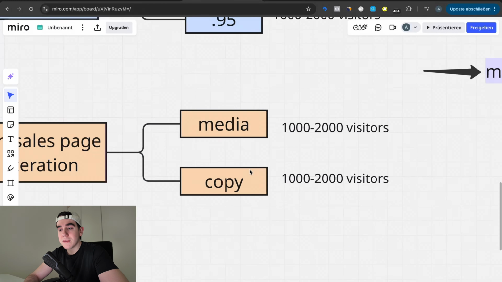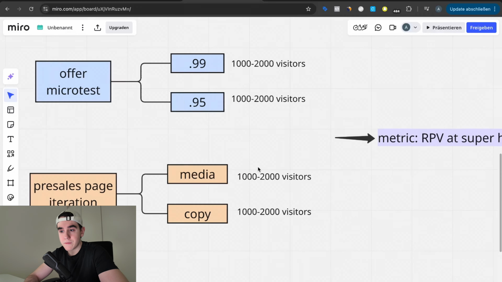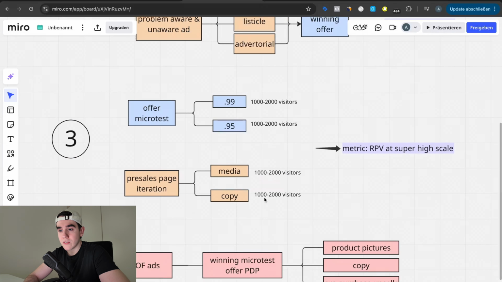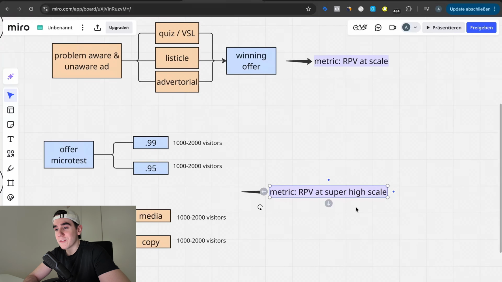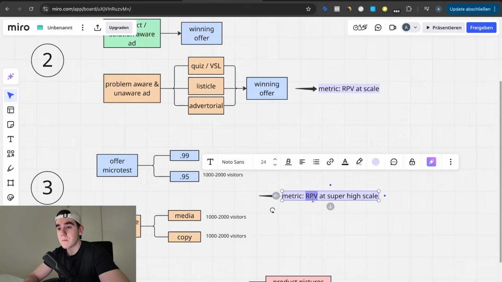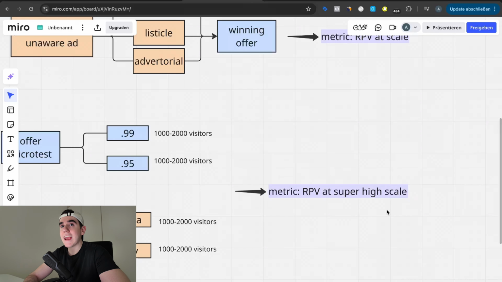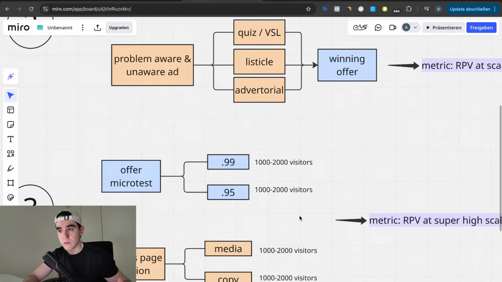Once again, this is a very specific low leverage test. However, if you're at a high scale, then this makes a big difference. If you're at 1K days right now, or if you're just trying to get something to scale, this is not interesting for you, right? So the metric, once again, RPV, now at a super high scale. So we're once again just trying to maintain the good RPV, but just at a super high scale, because every single time that your ad breaks, usually the conversion rate breaks, because your funnel just can't handle the level of unawareness of the people coming. And that's when you do these tests to get these extra couple percent out of those, right?